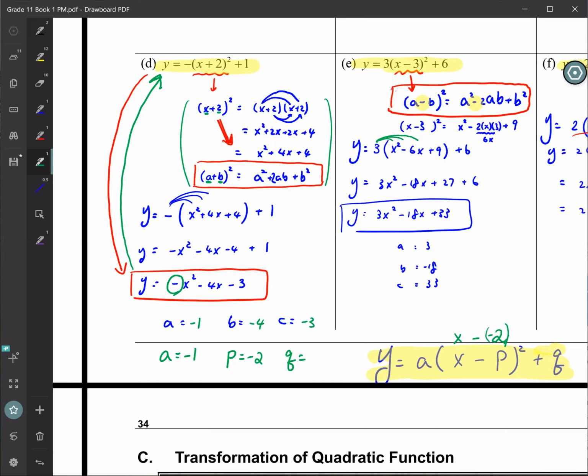And what about q, Chris? What do you think q is? q is 1. Yeah, very good.